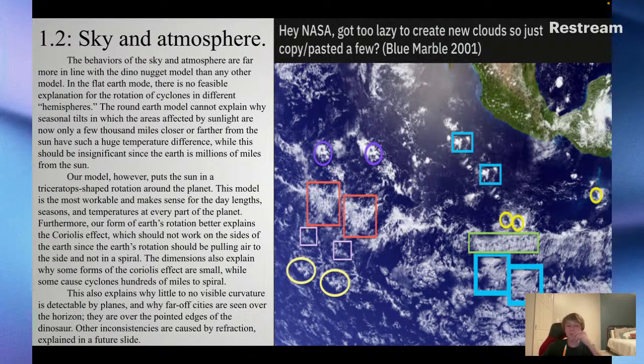This also explains why little to no visible curvature is detected by planes, and why far-off cities are seen over the horizon. They are over the pointed edges of the dinosaur. Other inconsistencies are caused by refraction, which will be explained in a future slideshow.